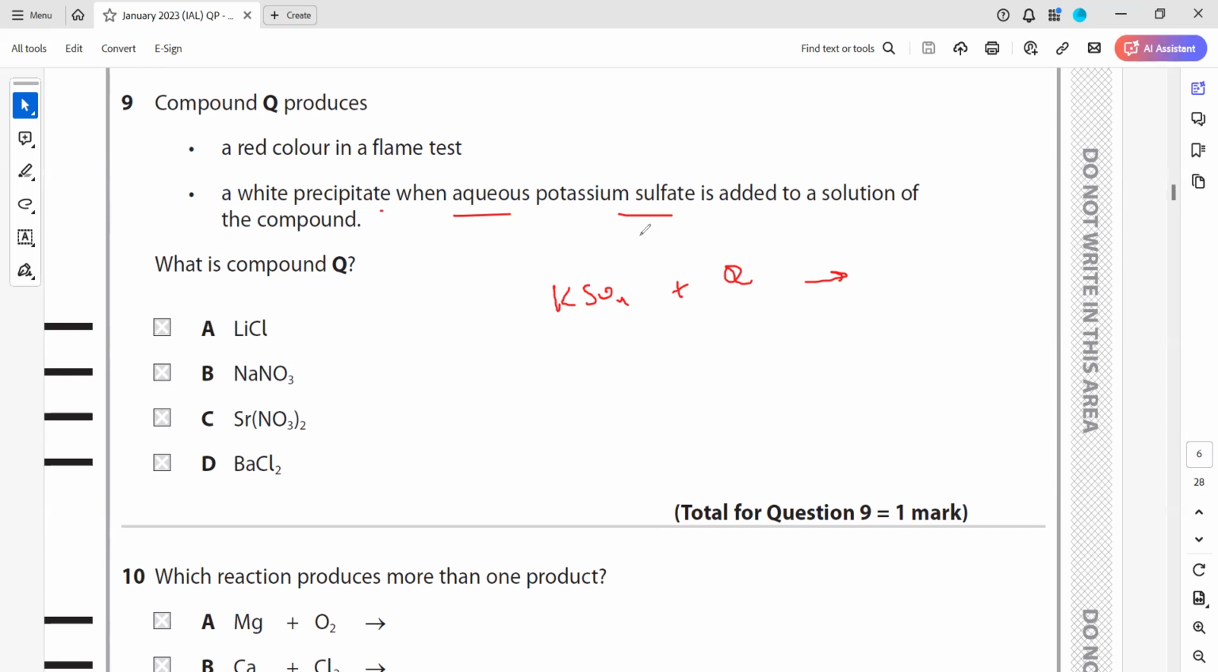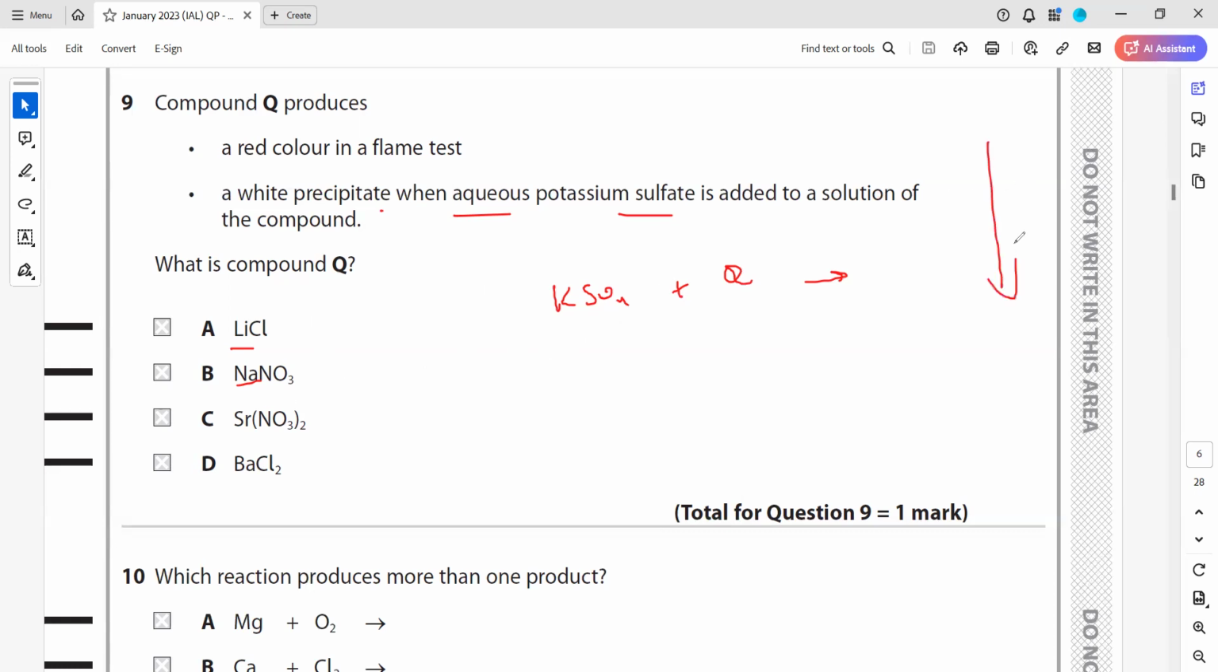And sulfate precipitate is for group 2, it cannot be group 1. Why can it not be group 1? Because group 1 does not form the precipitate. So A and B are totally wrong. It cannot be A or B. We are left with C and D. So strontium nitrate or barium nitrate, because they will form their sulfate.